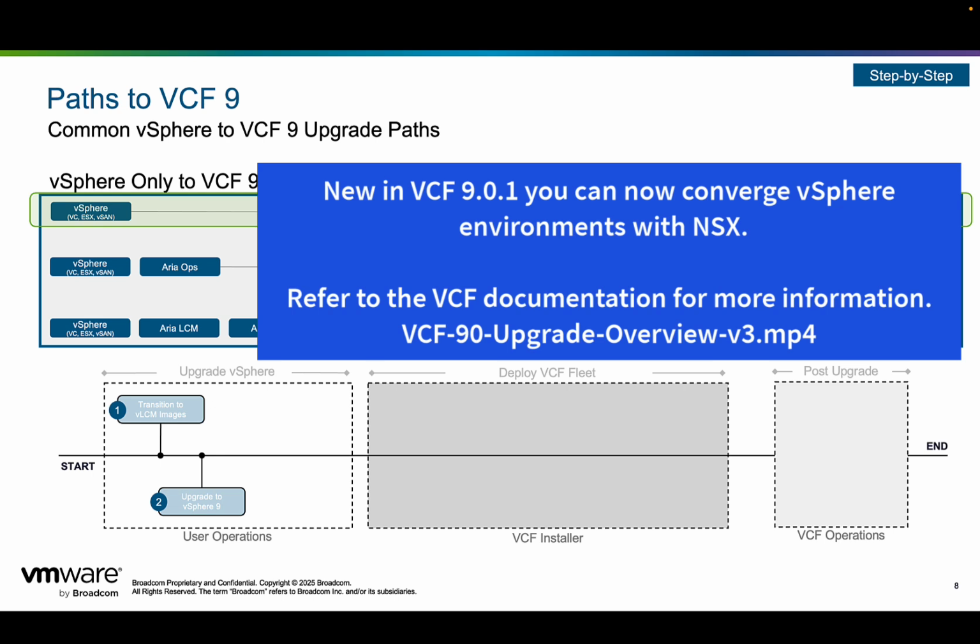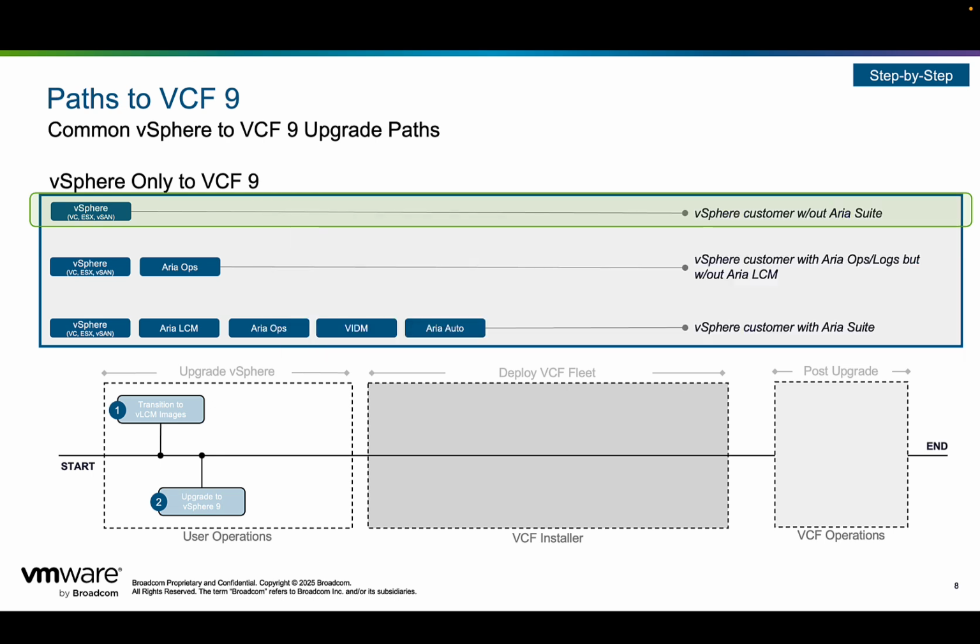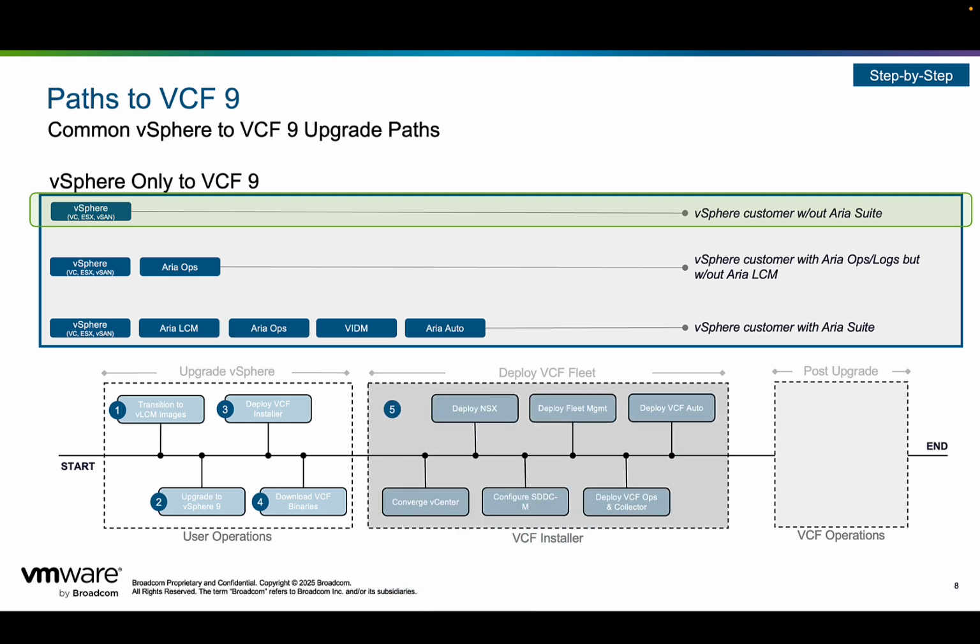This is a two-step upgrade where they will first upgrade the vCenter server, then they will upgrade the ESX host in their vSphere clusters. Once the vSphere upgrade is completed, they will then download and deploy an instance of the new VCF 9 installer. Once the VCF 9 installer has been deployed, they will then download the VCF 9 binaries. At this point, they will connect to the VCF installer to orchestrate their VCF 9 upgrade.